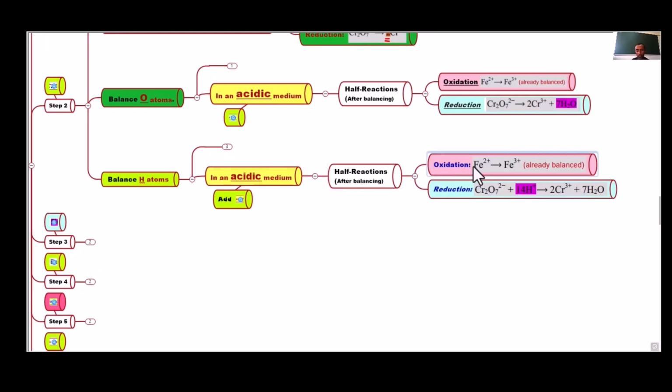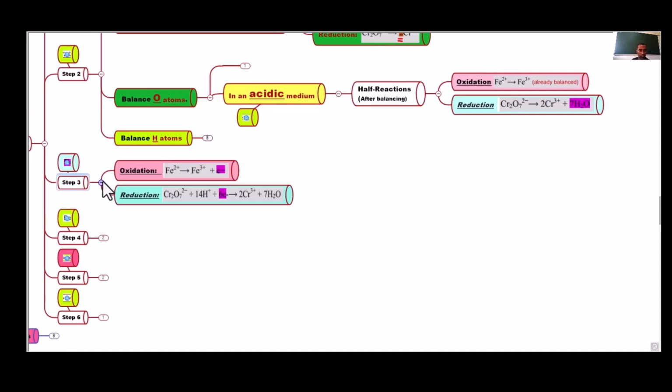In the oxidation half reaction, there is no hydrogen, so it is already balanced. In the reduction side, we have a deficiency of hydrogen in the reactant side, so add the total amount of hydrogen needed in the deficient side. We have 14 hydrogens here, but no hydrogens here, so add 14 hydrogen ions in the reactant side in this case.